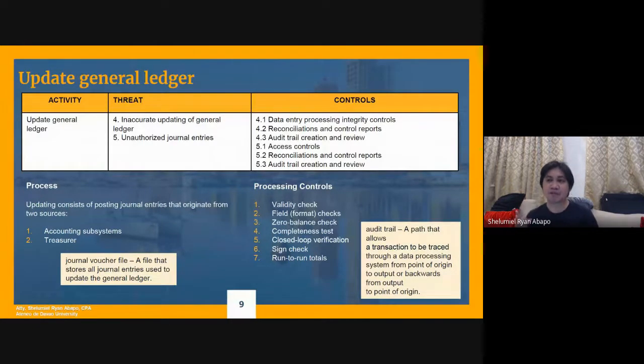Now, another control, class, will be the creation of an audit trail. In an automated accounting information system, an audit trail is a path that allows a transaction to be traced through a data processing system from its point of origin to the output, or backwards from the output to the point of origin.